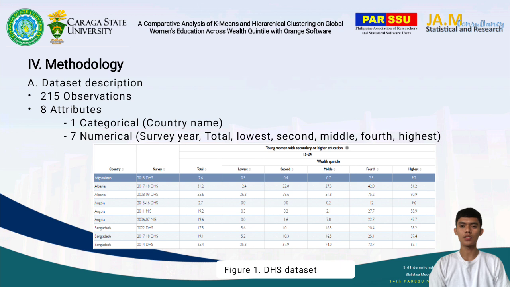This dataset includes 215 observations, including one categorical variable, which is the country name, and 7 numerical attributes such as survey year and educational percentage across wealth quintile. We prepared this data through steps like nominal data coding, removing invalid entries, and standardizing numerical values to ensure consistency across variables. To make this even clearer, let's break it down step by step.